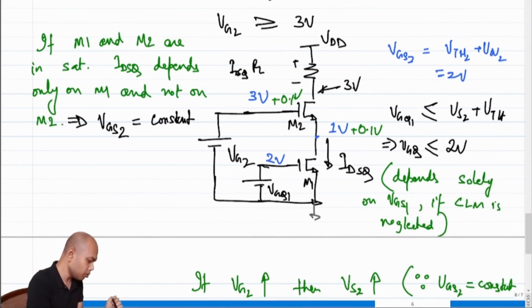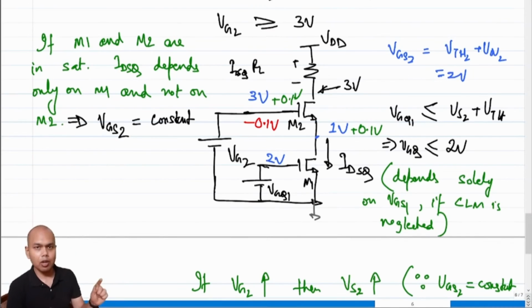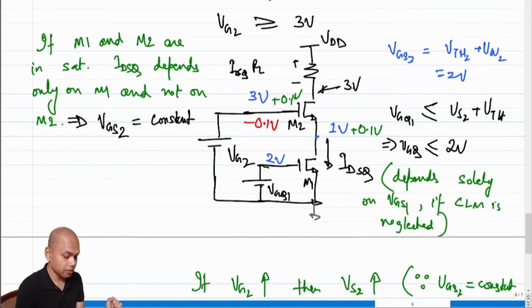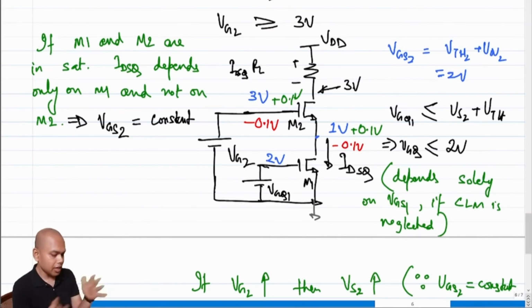But what happens if I reduce the source voltage? If I go by minus 0.1 volt, by the same logic, what will happen to the source of M2? This will also reduce by 0.1 volt in order to keep the VGS the same. But now let's turn our attention to M1. What do you think is the operating condition of M1 now, when the source of M2, or the drain of M1, has reduced by 100 millivolt?